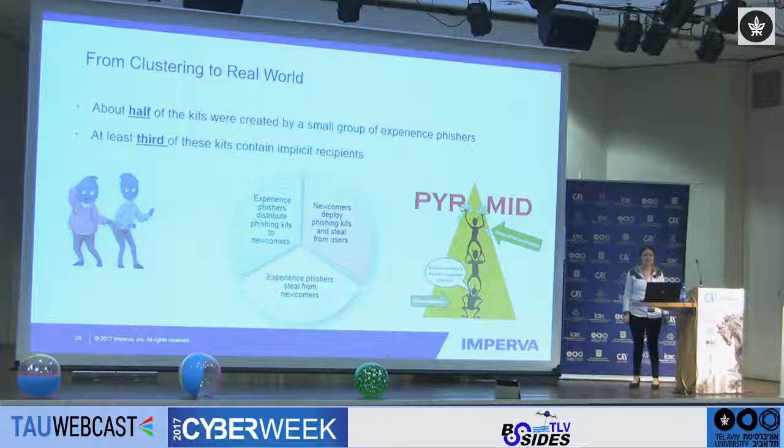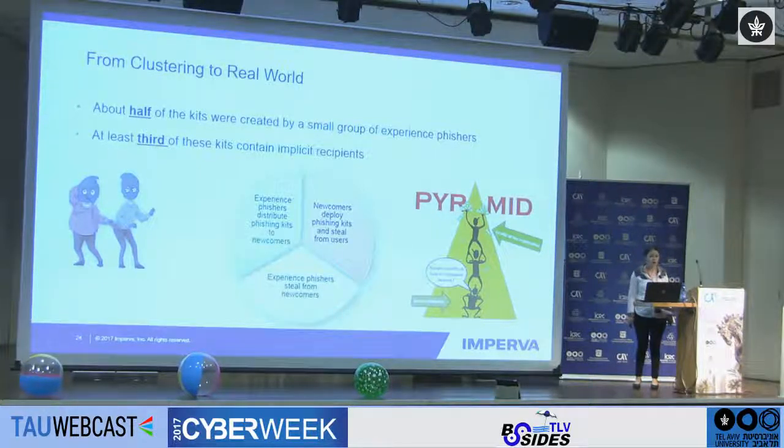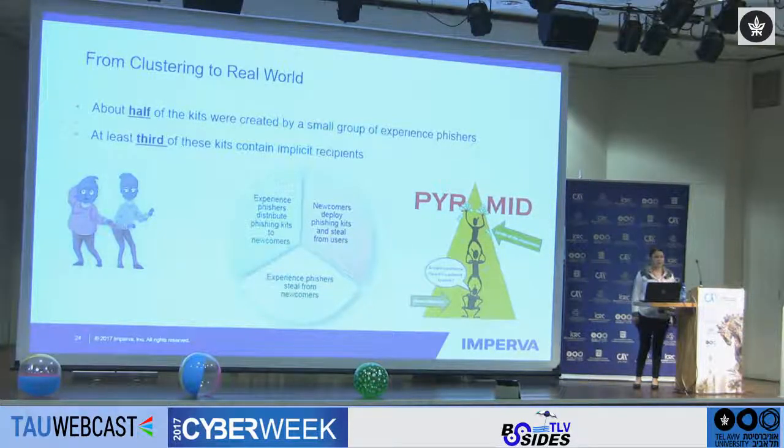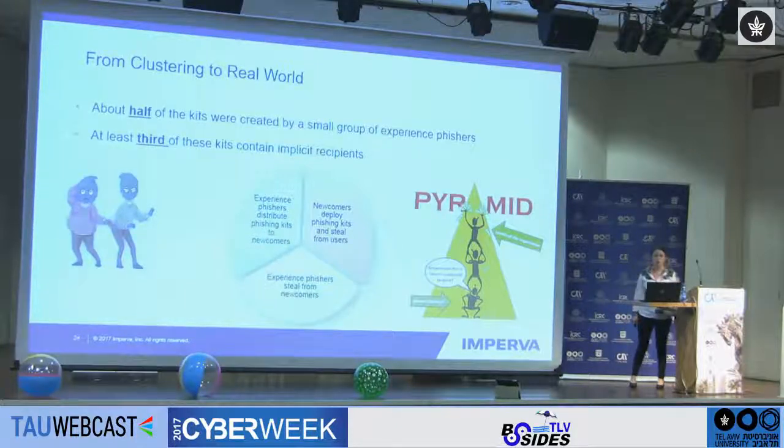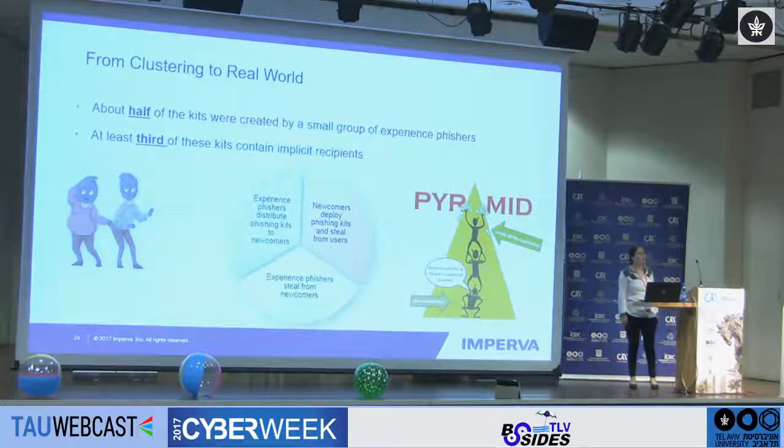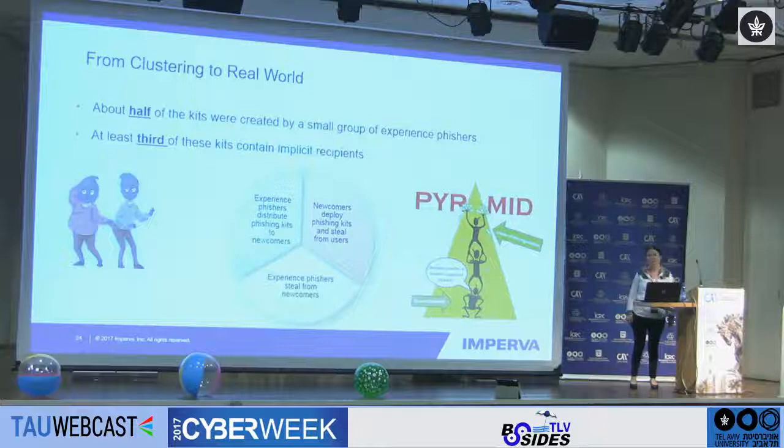Based on the clustering results, we can conclude that about half of the kits were created by a small group of experienced phishers, and more than a third of these kits contain implicit recipients, which are probably the kit authors. This might explain the motivation of phishers to distribute free phishing kits in the underground community.